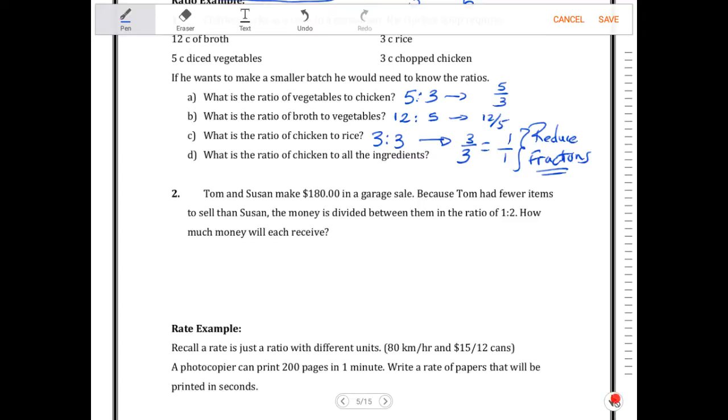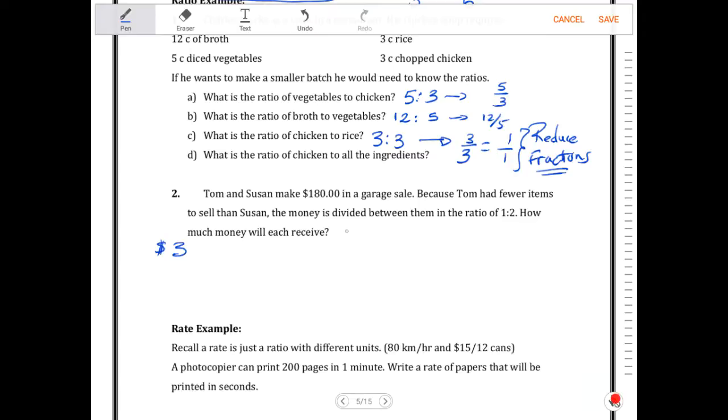Now this one, it's maybe a little bit tricky, but you have to think of how this works. You see, when I see that ratio of 1 to 2, it means out of a total. So I want you to pretend, I know there's $180, but let's just pretend there was $3 sitting on the table. And Tom and Susan are both going to be like, well, how much of this do I get?